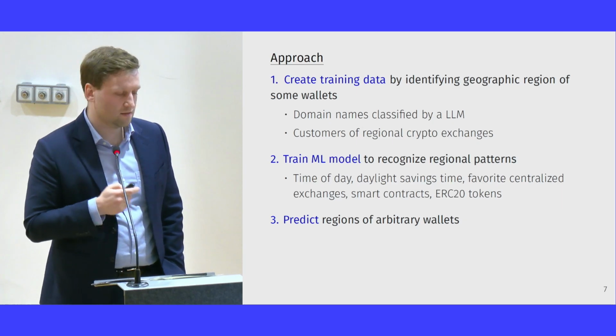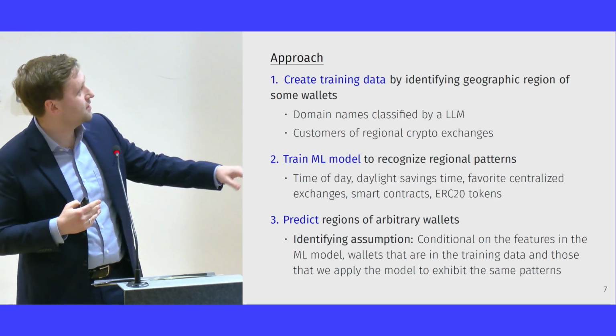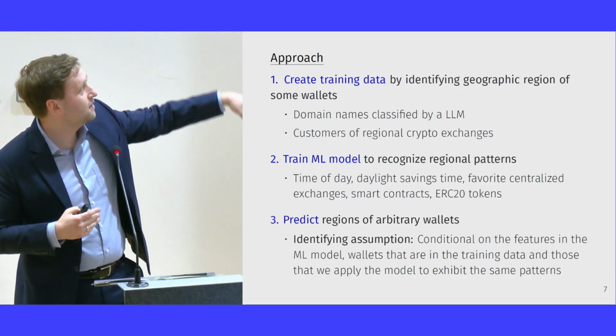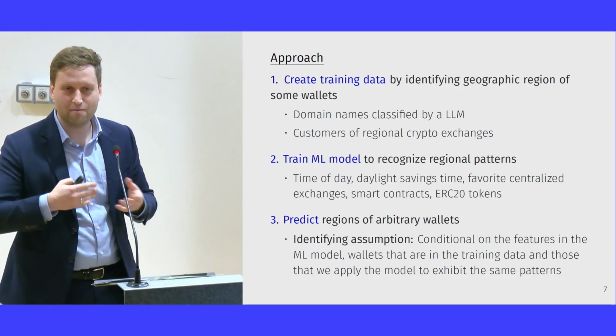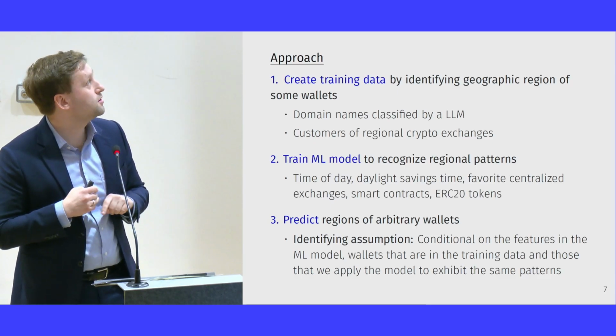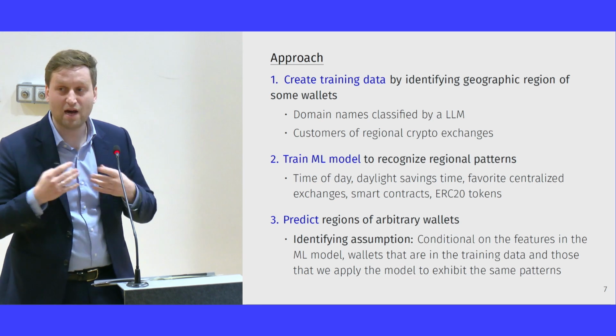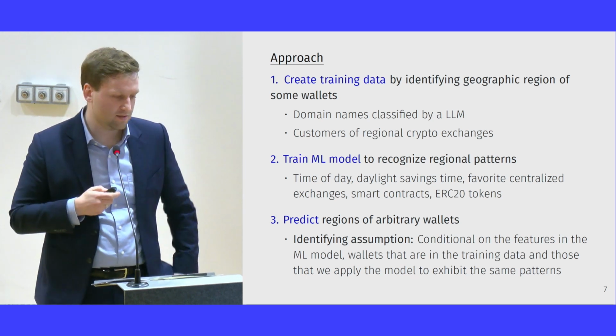And some other characteristics. And then when you predict, you have to kind of buy the identifying assumption that conditional on the features that I'm using, the wallets that have a domain name, for example, are the same as the ones that don't. That's why I don't use something like transaction sizing and so on, because I'm worried, because you have to buy domain names, that there might be selection effects there.